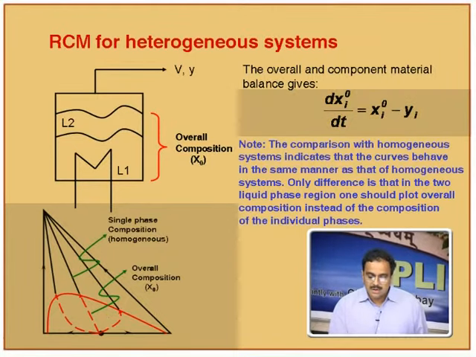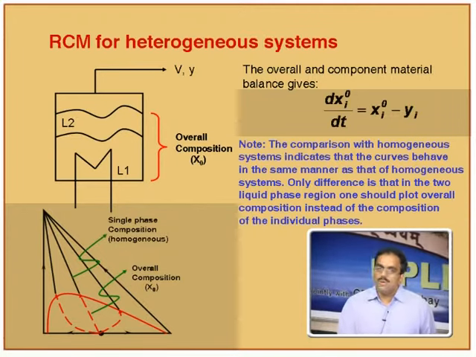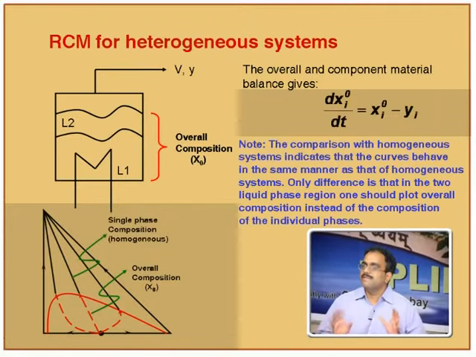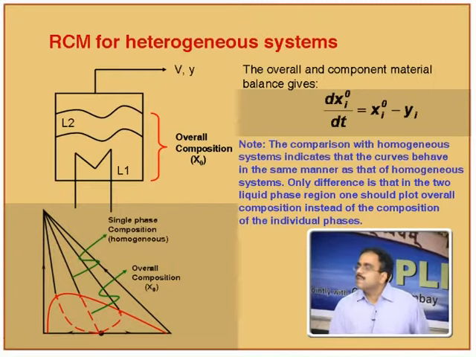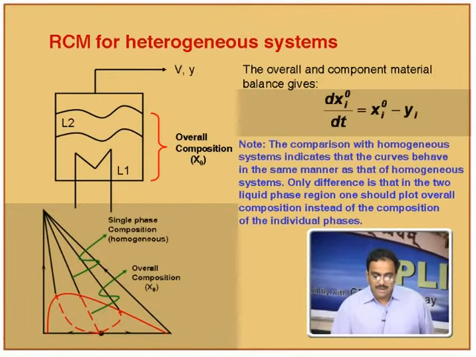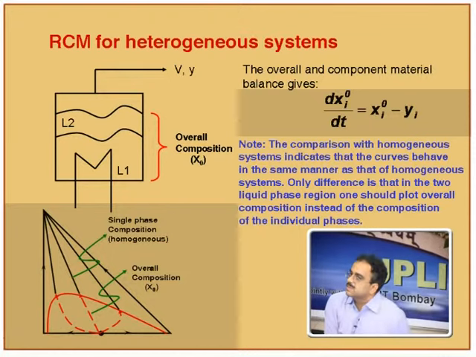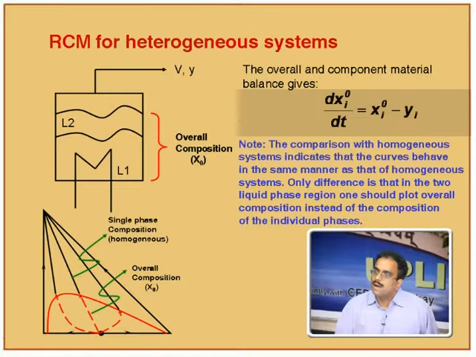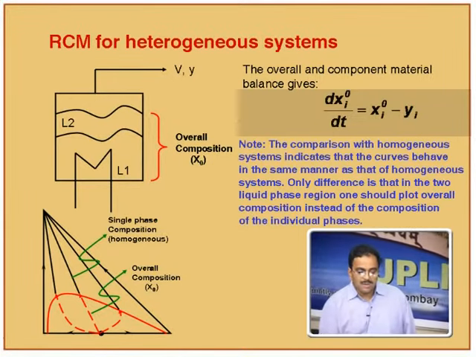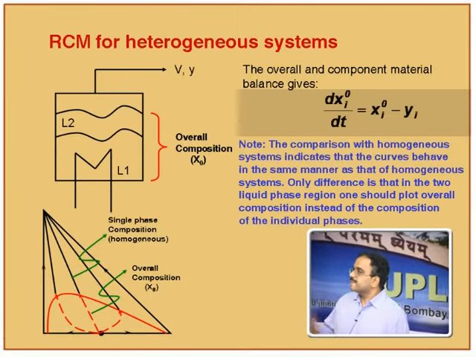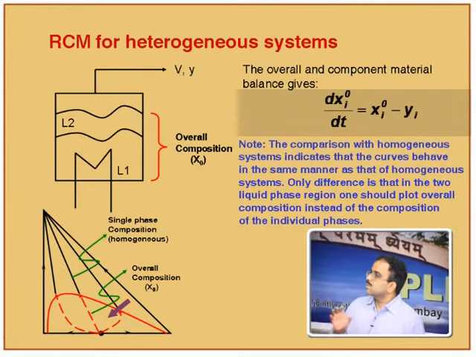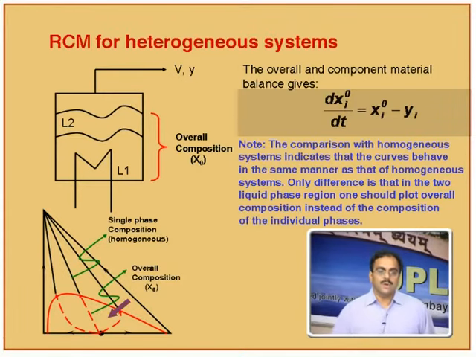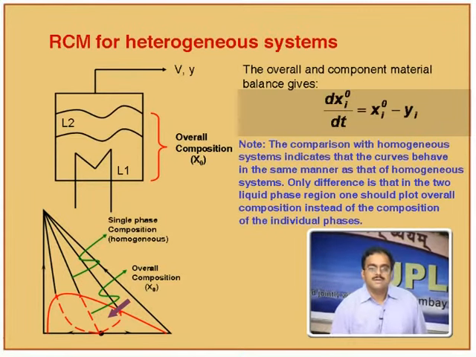you are going to see that instead of x, now I have x overall, that means the overall liquid phase composition. Earlier you had dx by d zeta equal to x minus y. Now I have dx_o by d zeta equal to x_o minus y. So it behaves in the same way. I do not have to worry about the presence of two liquid phases when I am in this particular region. Here it is overall composition. I should treat it as overall composition, whereas in the homogeneous region it is anyway going to be overall composition. So you have continuity in residue curves.